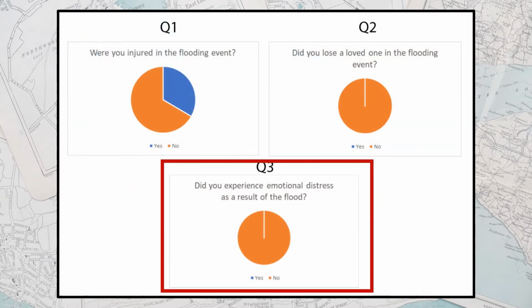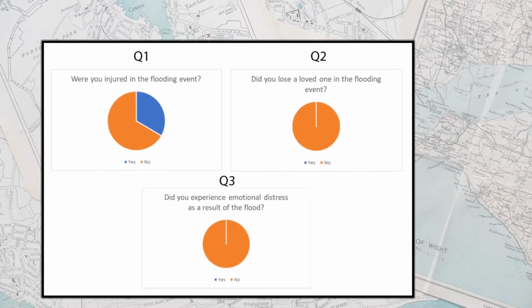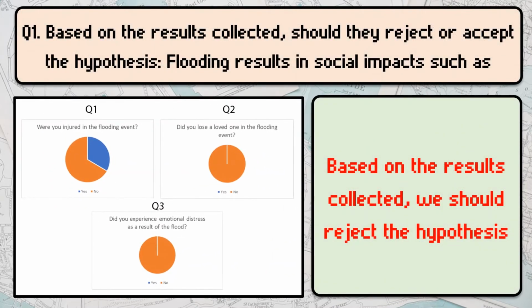So based on the results in question 3, did you experience emotional distress as a result of the flood? None of the people who were surveyed said yes. Therefore, we have to reject the hypothesis because the results that we gathered did not support the hypothesis, or the guess or the prediction that we had about the impacts of flooding. Alright, so just take 5 seconds to internalize this information.